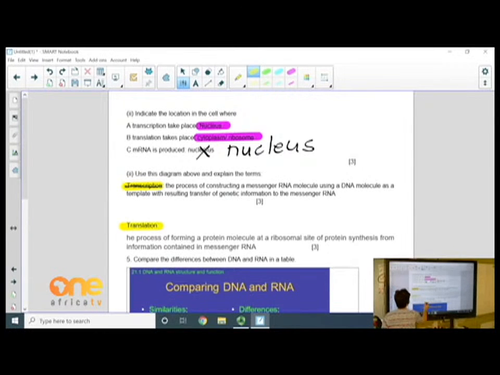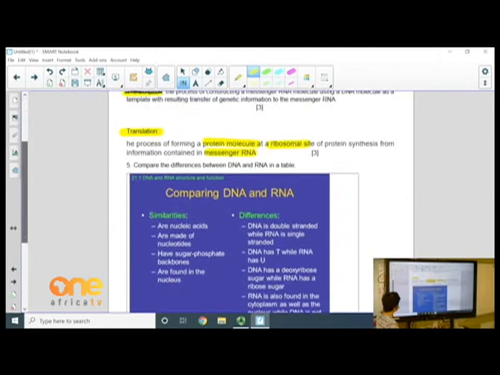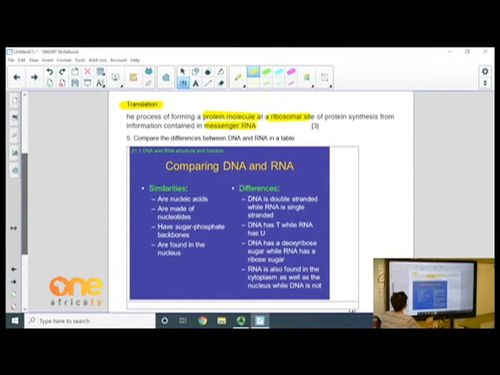Translation, the process of forming a protein molecule at a ribosomal site of protein synthesis from information contained in the messenger RNA. So I want to see the words protein molecule, a ribosome, and messenger to give you all your marks. Now compare the differences.